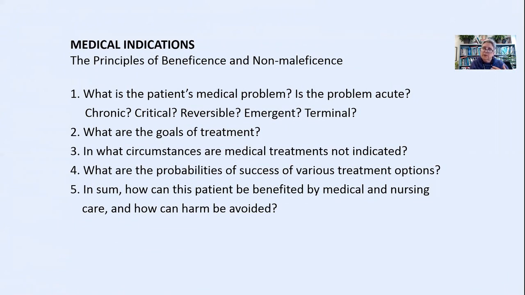And so you consider questions like, what's the patient's medical problem? Is it acute, chronic, critical, reversible, emergent, terminal? What are the goals of treatment? From the provider's perspectives, in what circumstances may the medical treatments not be indicated? What are the probabilities of success of the various treatment options? In sum, how can this patient be benefited by medical and nursing care, and how can harm be avoided?